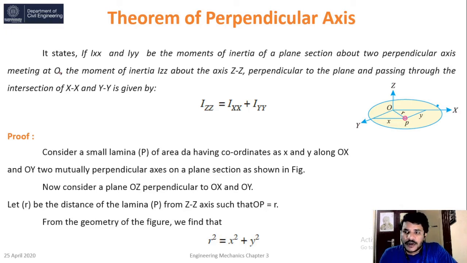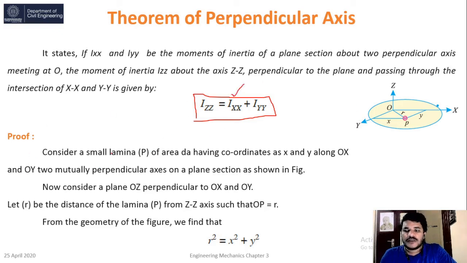Meeting at point O, the moment of inertia Izz about the axis Z, perpendicular to the plane and passing through the intersection of xx and yy, is the sum of Ixx and Iyy. Actually, this is the theorem of perpendicular axis. So how do we prove this derivation?